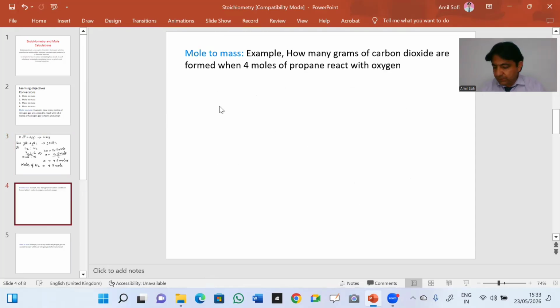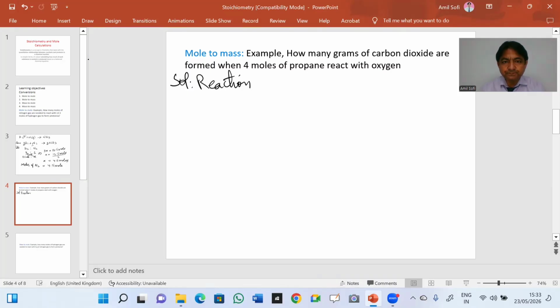Now I will show you how we can convert a mole to mass. Here is an example given. How many grams of carbon dioxide are formed when 4 moles of propane react with oxygen? So first things first, I will write the solution for this. The solution is like that. I will write the reaction.